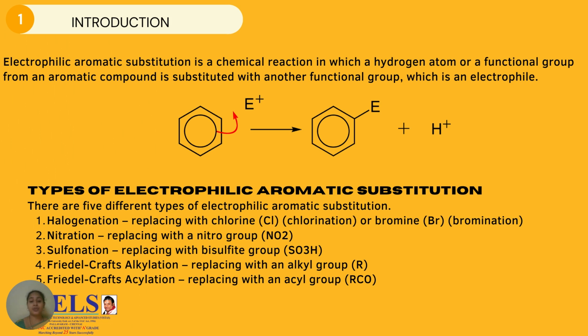Types of electrophilic aromatic substitution. Generally, we have five types: halogenation, nitration, sulfonation, Friedel-Crafts alkylation, and Friedel-Crafts acylation. In all these reactions, the hydrogen or any other functional group present on the benzene ring is replaced. If it is replaced with halogens like chlorine and bromine, it is called halogenation. If it is replaced by a nitro group, it is called nitration. Replacing with bisulfite is sulfonation. And if it is replaced by an alkyl group or an acyl group, they are called Friedel-Crafts alkylation and acylation respectively. The name of the scientists Friedel and Crafts was given for the invention.